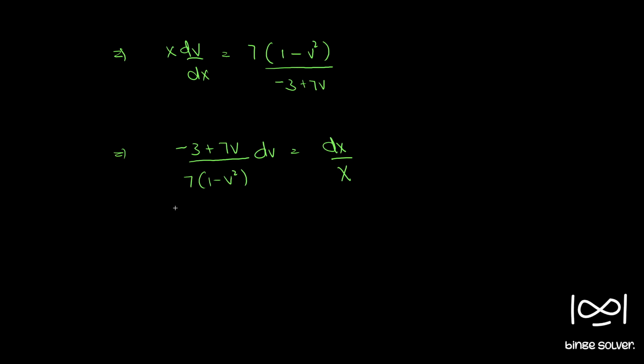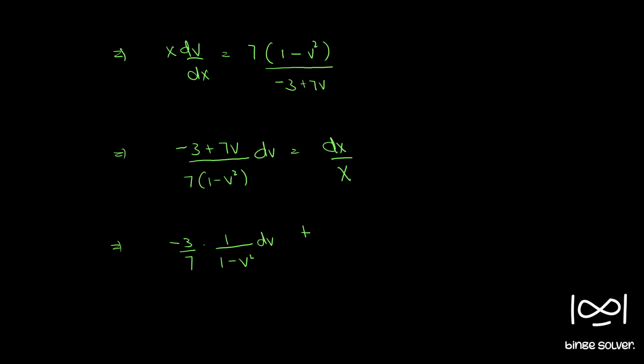Now we can split this into two terms. So minus 3 by 7 into 1 by 1 minus v square dv plus, let's write this 7 into v by, so 7 and 7 get cancelled and we get v by 1 minus v square. But the differential of a denominator is minus 2v, so we need minus 2v.